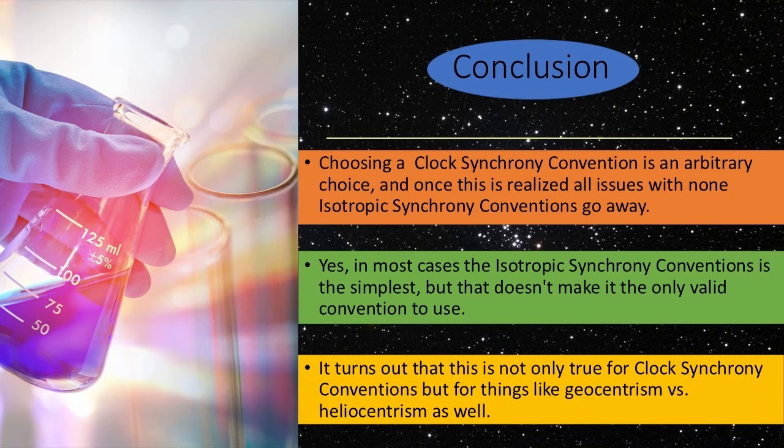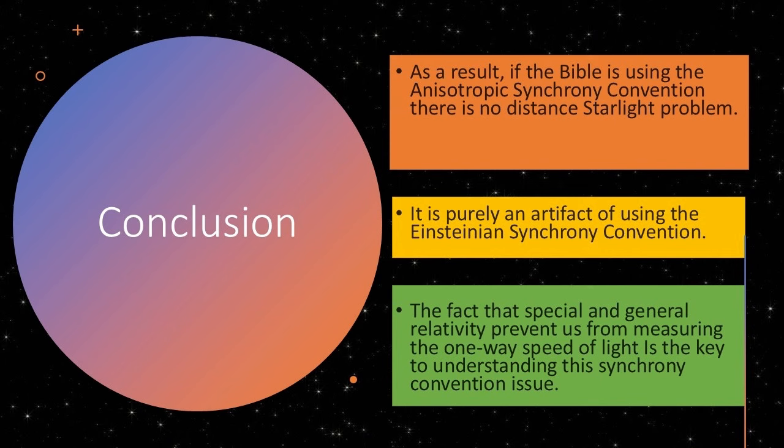In conclusion, choosing a clock synchrony convention is an arbitrary choice, and once this is realized, all issues with non-isotropic synchrony conventions go away. Yes, in most cases the isotropic synchrony convention is the simplest, but that doesn't make it the only valid convention to use. It turns out that this is not only true for clock synchrony conventions, but for things like geocentrism versus heliocentrism as well. As a result, if the Bible is using the anisotropic synchrony convention, there is no distant starlight problem. It is purely an artifact of using the Einsteinian synchrony convention.